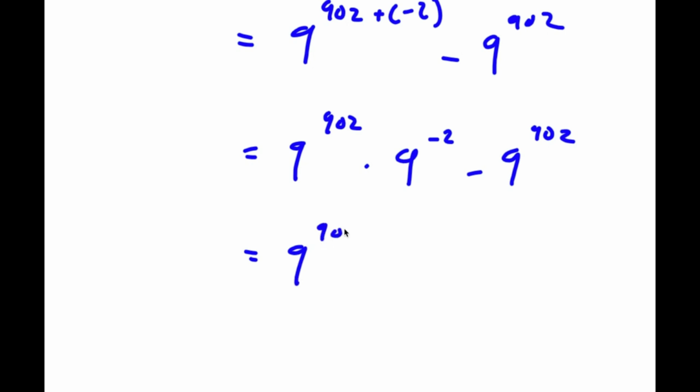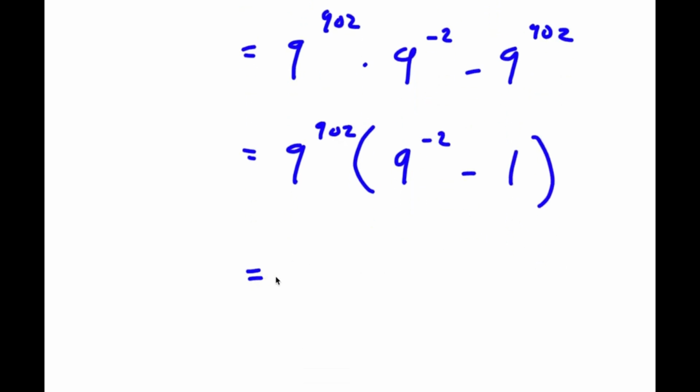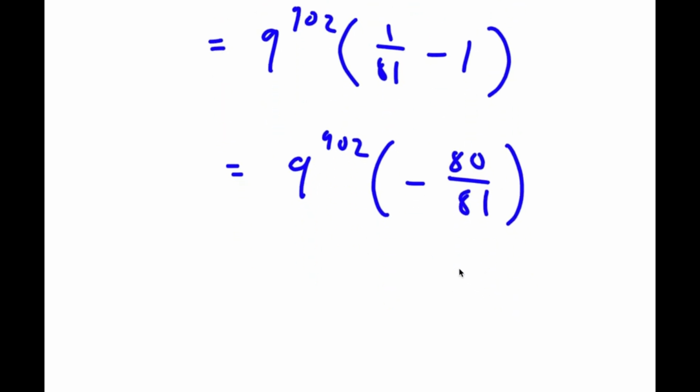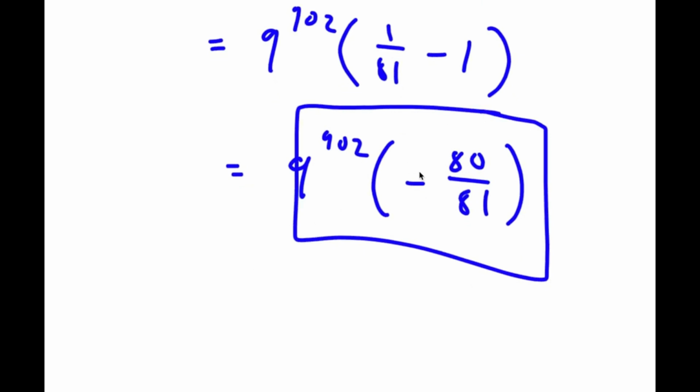Now if I factor out 9 to the power of 902, I get 9 to the power of 902 times 9 to the power of negative 2 minus 1. Now this is the same thing as 9 to the power of 902 times, 9 to the power of negative 2 is the same thing as 1 over 81. So I have 1 over 81 minus 1. And this is the same thing as negative 80 over 81. So this is my answer. This is another way of writing the answer.